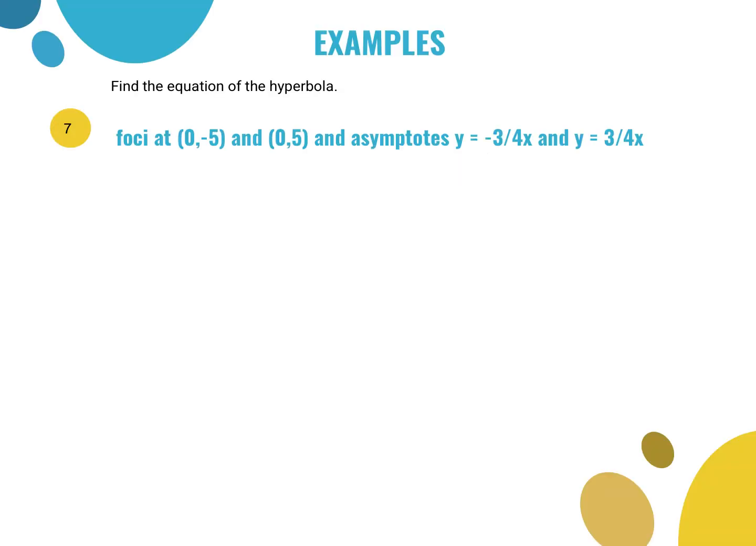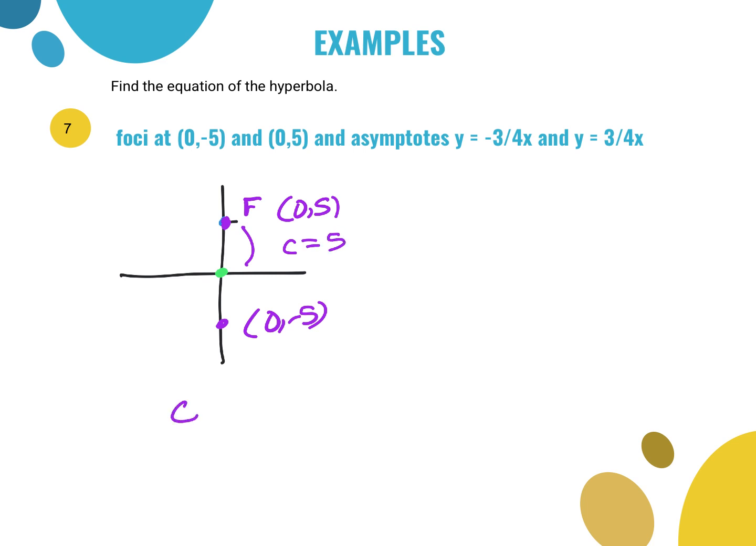Again, I'm going to give myself a visual. If you can already see it, you don't need to do this. But I can say I've got a vertice, oh no, sorry, this is a focus at 0, 5 and 0, negative 5. And again, the midpoint between those two foci is the center, and that's going to be 0, 0 again. My c value, remember, is the distance from the center to the focus. So my c is 5. So c squared is 25.